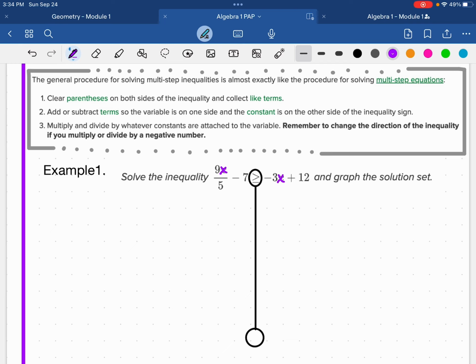Next, we're going to identify our x's with some color. The first thing I noticed as I did that is that the first x is in a fraction. So I'm going to multiply by the denominator, because that eliminates the fraction, leaving me with 9 and the x. If I multiply that by 5, I must multiply every term of my inequality by the same number so that I do not unbalance my equation, or in this case, inequality. So let me go ahead and do that.